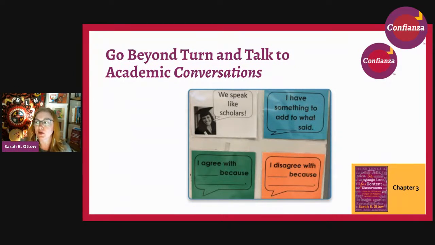Here's an example from one of our partner schools where they really bring these academic language functions to the fore, and they help the students see you're speaking like scholars. This is how people in the workforce discuss problems when they're collaborating together. This is how college students speak.